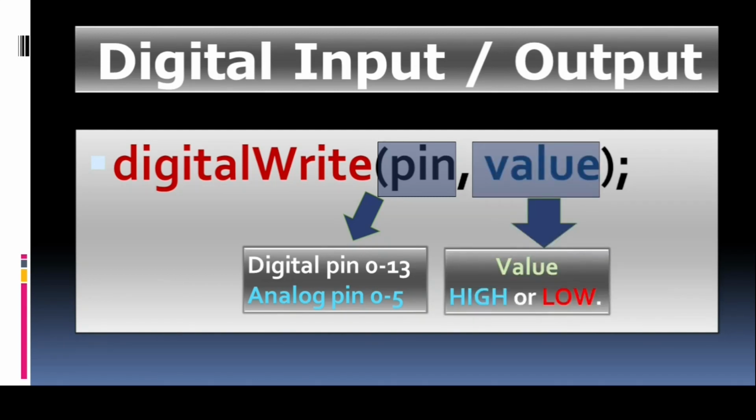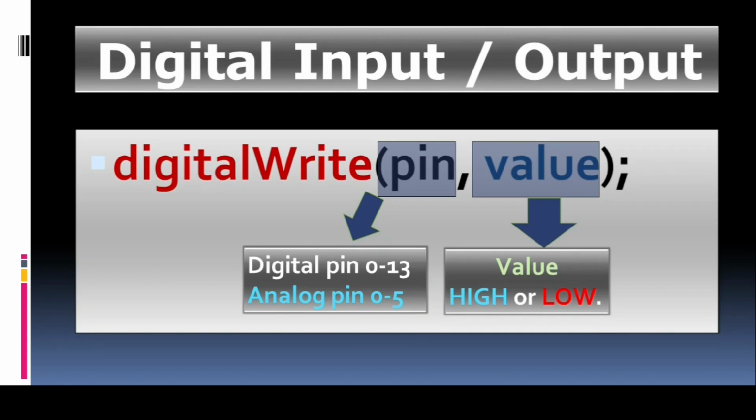HIGH means there is 5 volt when we operate the circuit on 5 volt, and 3.3 volt when we operate the circuit on 3.3 volt, and LOW value is always 0. This function is performed when pinMode is output mode, but when pinMode is input mode, then this function is used to enable or disable internal pull-ups.